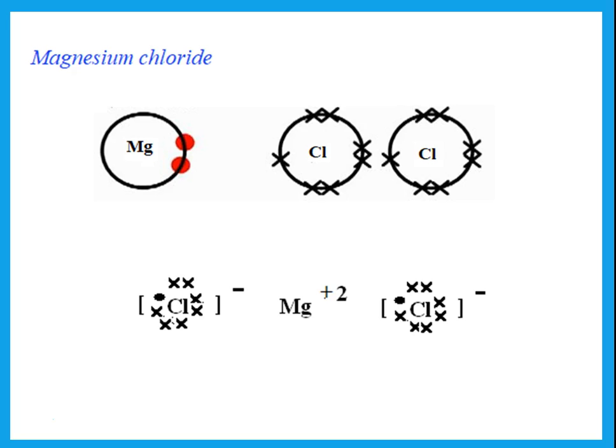Do not forget to write the charge. When the chlorine gets an extra electron, it's minus 1. The 1 is understood. Don't ever write 1. The magnesium loses 2 electrons, and that means it has a charge of plus 2. Please sit down and practice drawing the dot and cross diagrams.